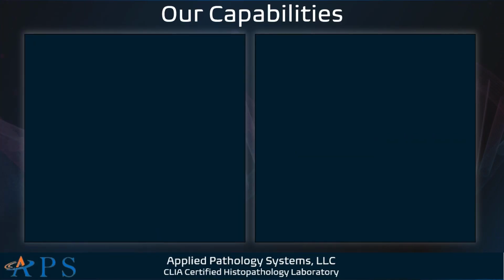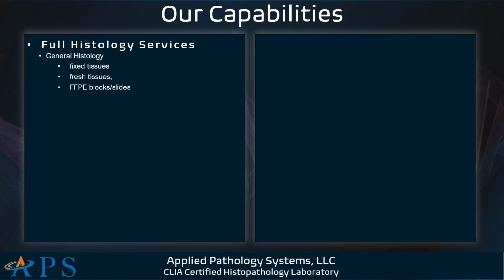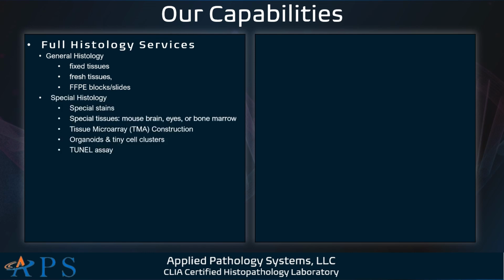As a histopathology laboratory, we provide comprehensive histology services to support different types of projects. Our first general category of services is our histology services. Here, we can process fixed tissues, cell lines, fresh tissues, and we can process any paraffin slide blocks that you submit. Over the past several years, we have developed a lot of special histology capabilities.